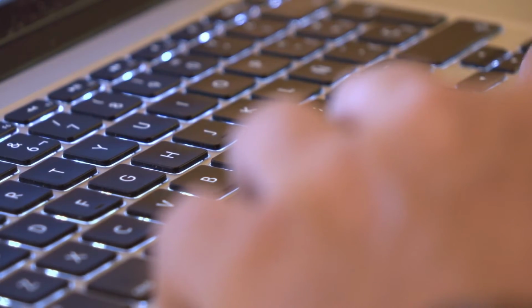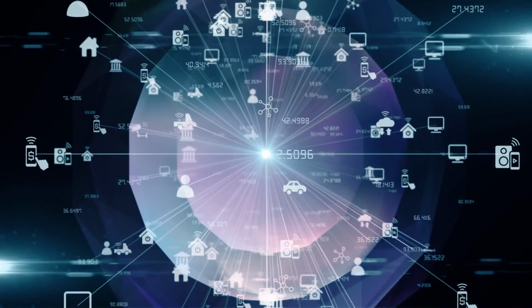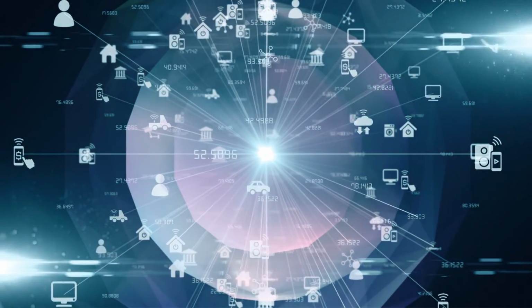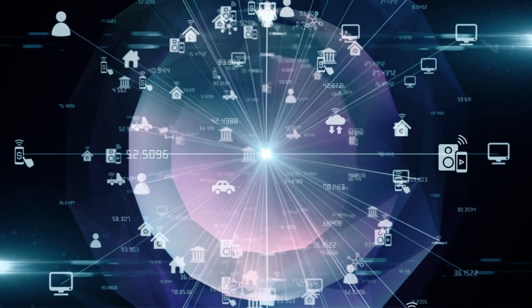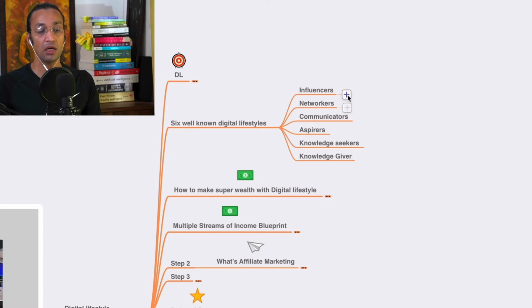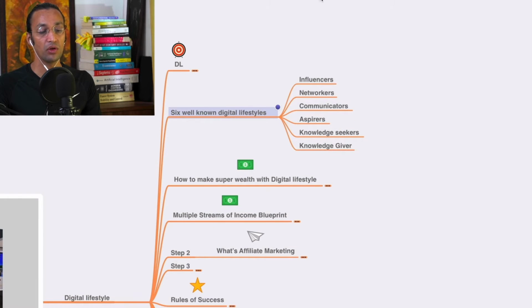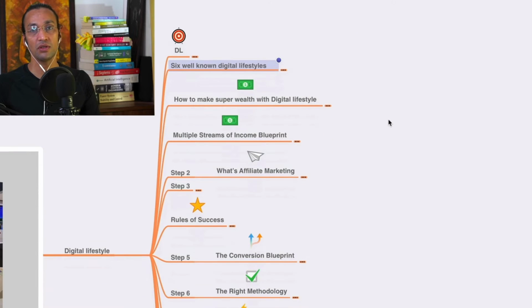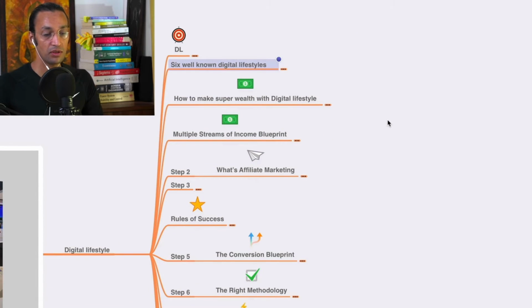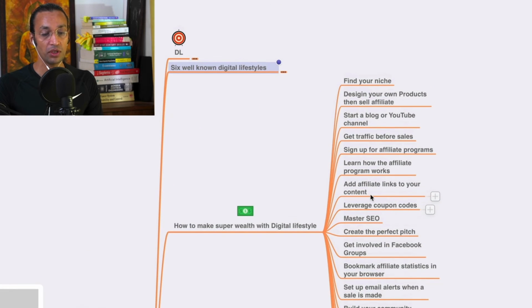So let us go through the first principle, first chapter: six well-known digital lifestyles. Influencers are there, networkers are there, communicators, aspirers, knowledge seekers, knowledge givers, coaches, digital teachers. So this is a super topic, a hot topic. So how to make super wealth with digital lifestyle, let's go through this.